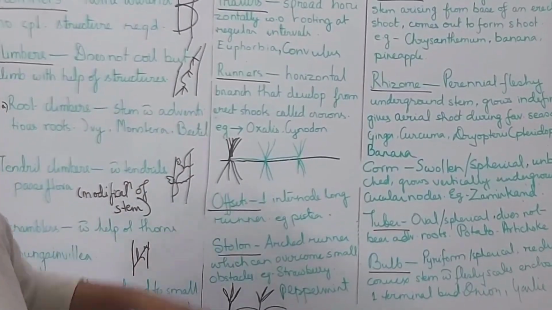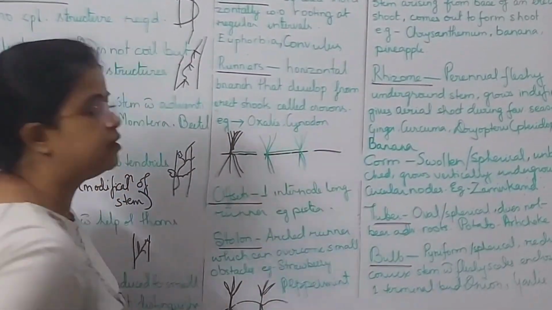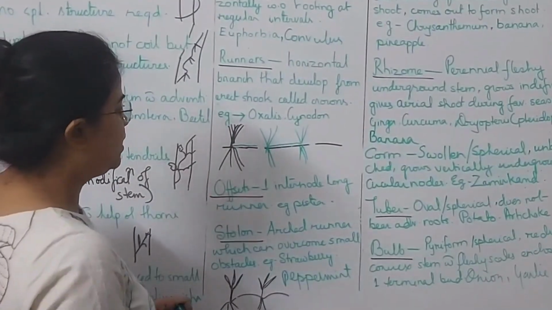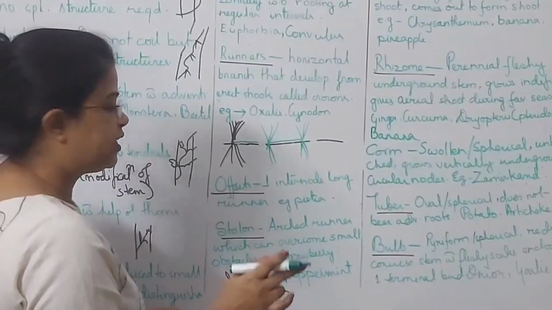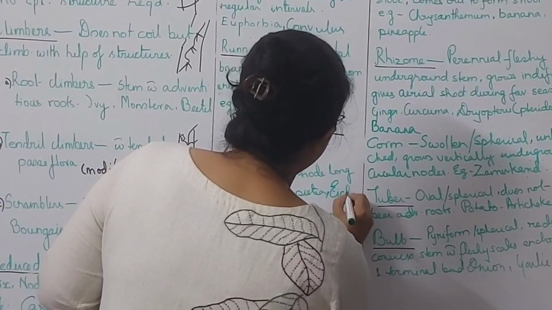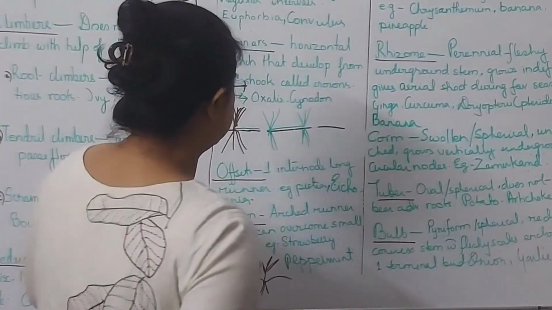Next is offset. What is offset? It is nothing but a runner that is only one internode long. उससे ज्यादा ये होता नहीं है. कहाँ देखने को मिलता है? In water, aquatic plants like Pistia and Eichhornia. Eichhornia, which is the water hyacinth.